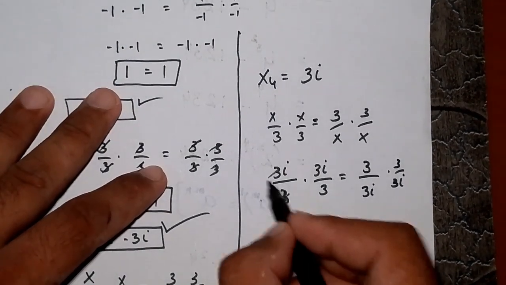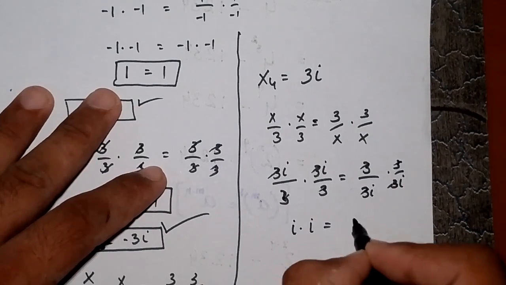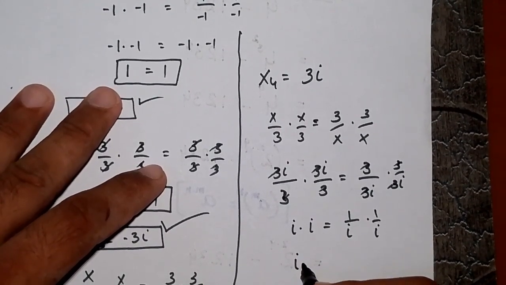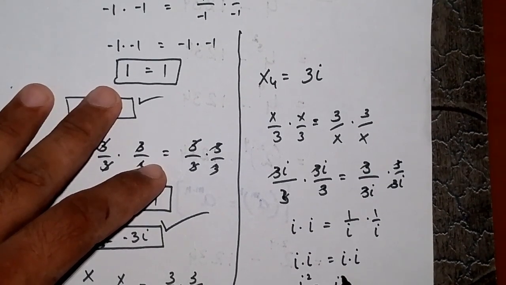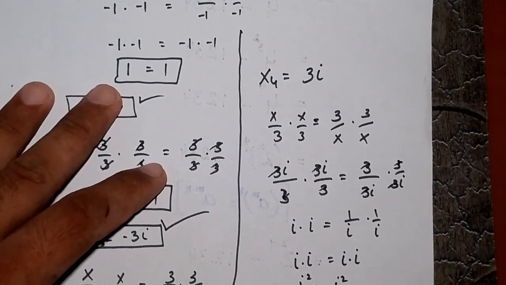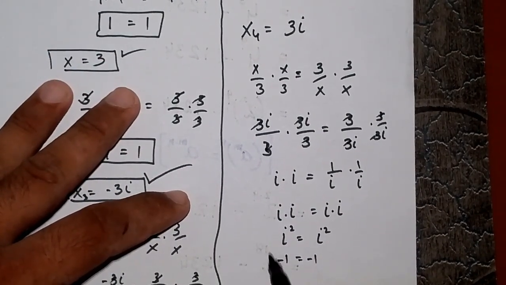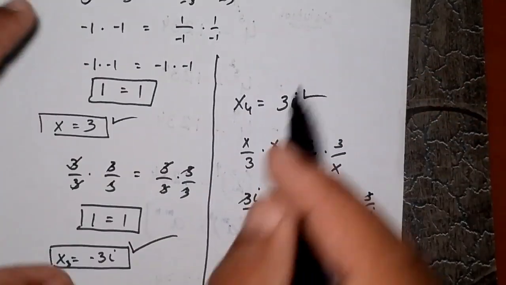Now here this 3 cancels. This will become i times i is equal to 1 over i times 1 over i. So again i times i is equal to i times i. So i square is equal to i square, and again we know that i square is equal to minus 1. So here minus 1 is equal to minus 1. So again this shows that the left hand side and the right hand side are equal. So this value is also correct.